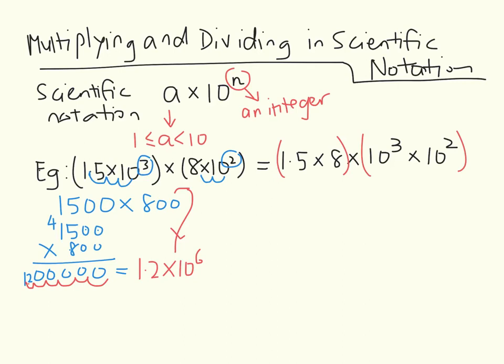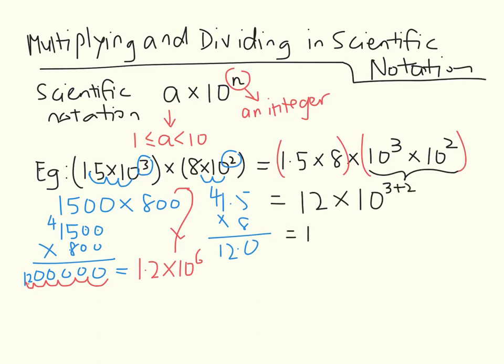1.5 times 8, if you work it out, is 12. So it equals 12 times, and for the product of the powers of 10, we apply the product of powers property: to multiply powers of the same base, you add the exponents. So you get 3 plus 2, and you end up with 12 times 10 raised to the 5th power.